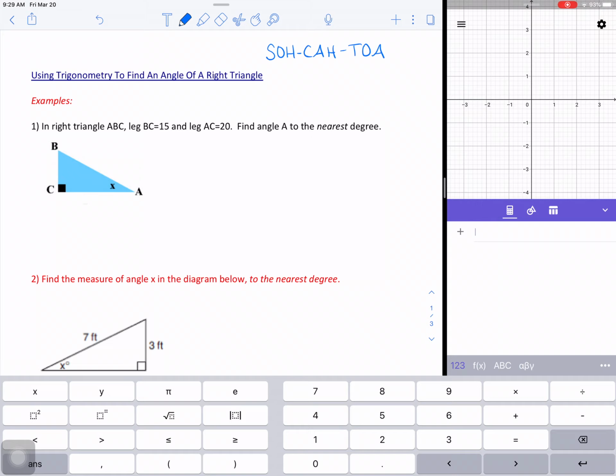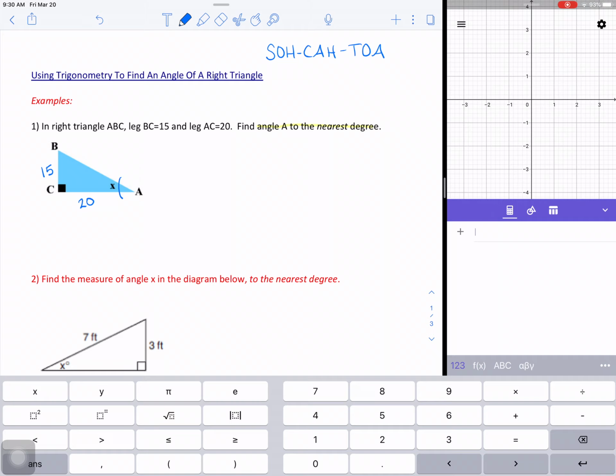In this problem, we're given right triangle ABC. Leg BC is 15 and leg AC is 20. And we're asked to find angle A to the nearest degree. We're not asked to find the length of AB, although we could find it using the Pythagorean theorem. Remember, one of the ways to know we have a trig question is because we have an interaction between angles and sides of a right triangle.